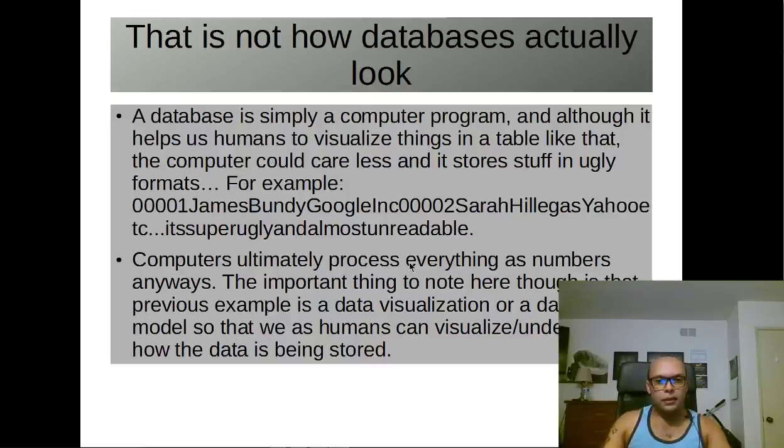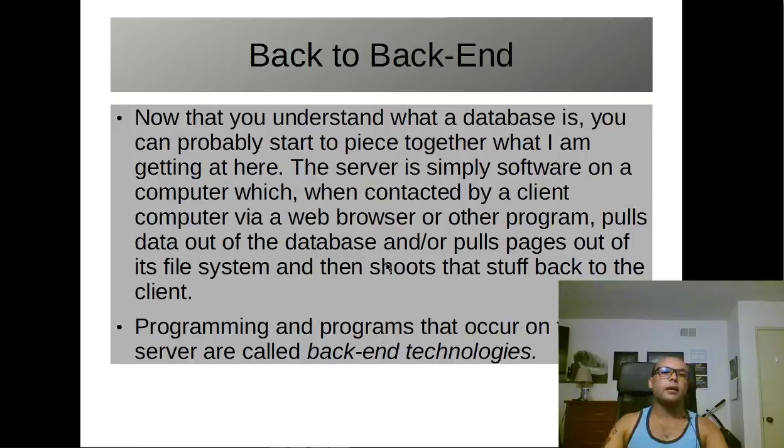Computers ultimately process everything as numbers anyways. The important thing to note here, though, is that the previous example is a data visualization or a database model so that we as humans can visualize and understand how the data is being stored. So now you know what data is. Back to back end. Now you understand what a database is. You can probably start to piece together what I'm getting at here.